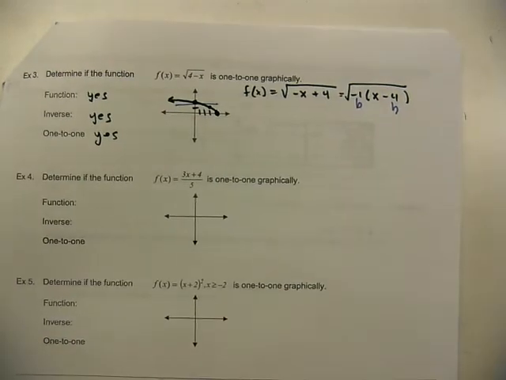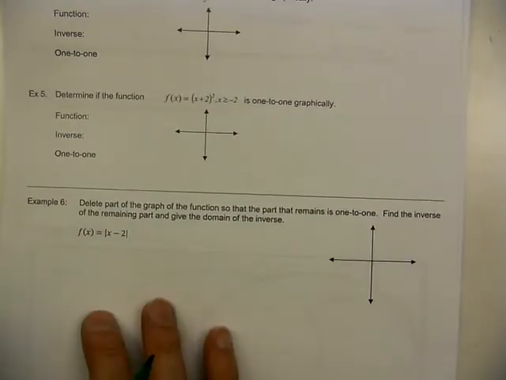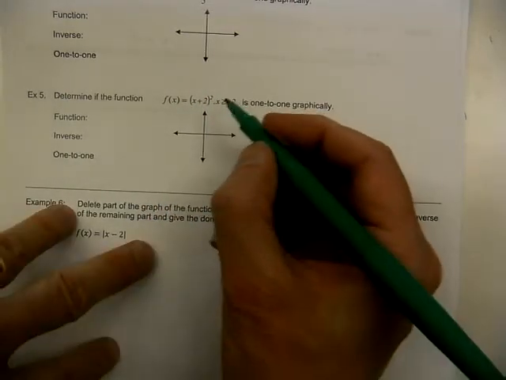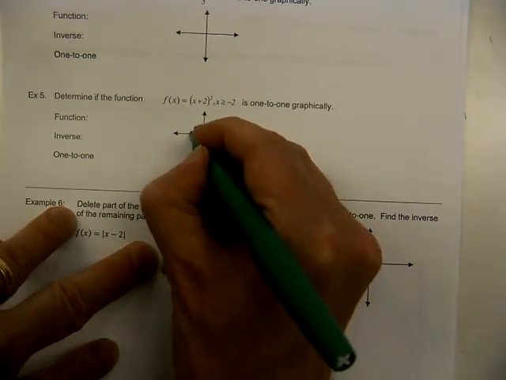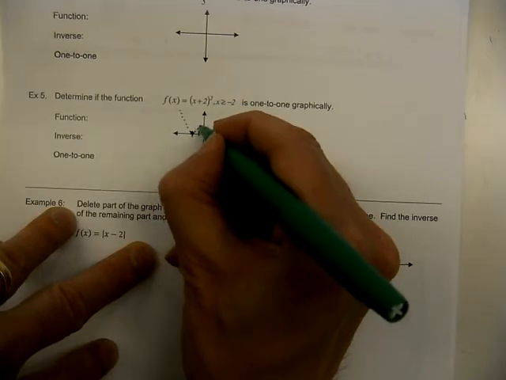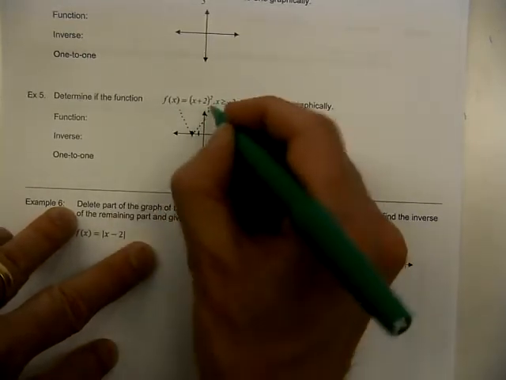Jump down to example 5. I want to do that one here with the time we have. I want to take a look at this function with the x plus 2 quantity squared. There's my value of h, so that's a leftward movement of 2 spaces. There's my vertex. So this is the outline of the parabola. I'm just dotting it in right now. That would fail the horizontal line test.